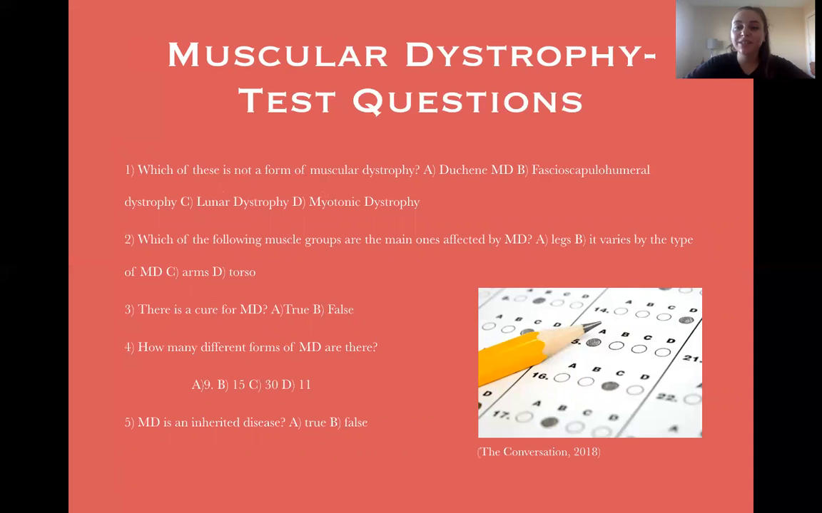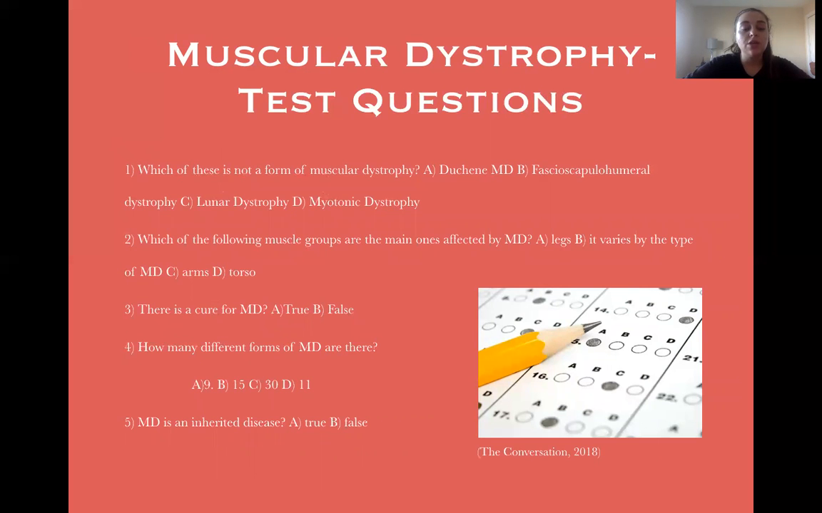And fun. So we have test questions. Okay, so which of these is not a form of muscular dystrophy? A, Duchenne, B, facioscapulohumeral dystrophy, C, lunar dystrophy, or D, myotonic dystrophy? Question 2, which of the following muscle groups are the main ones affected by MD? A, legs, B, it varies by the type of MD, C, arms, or D, torso?